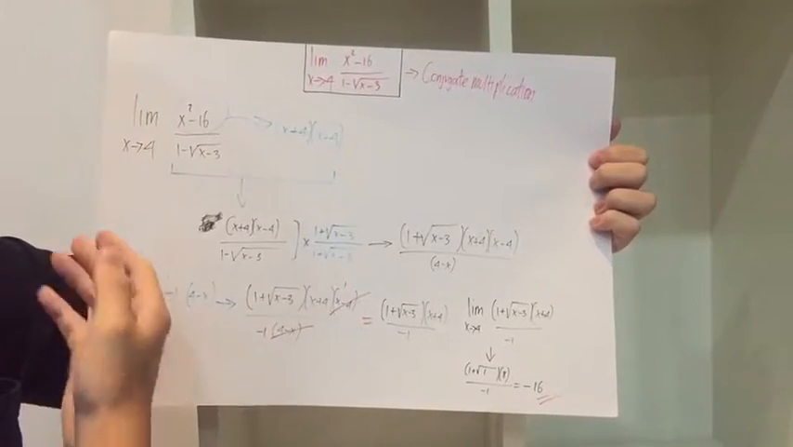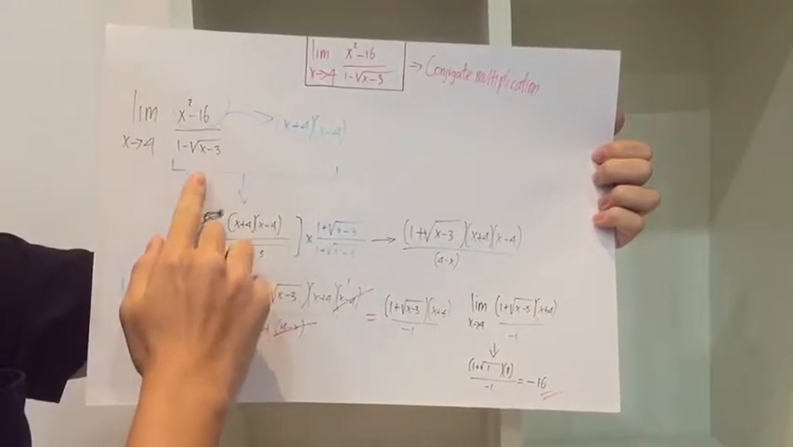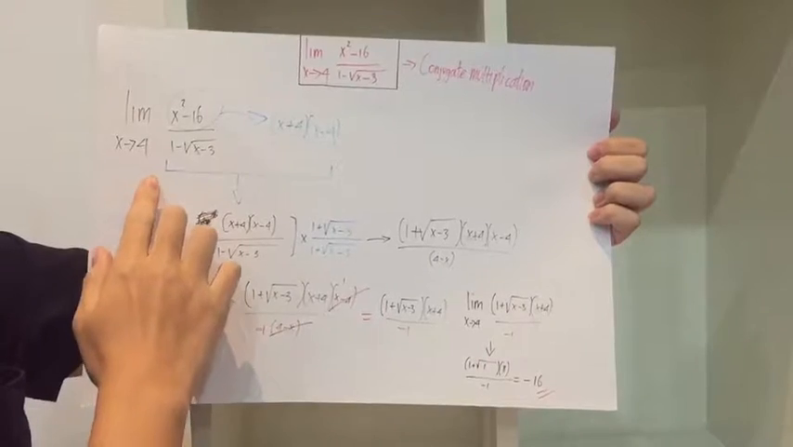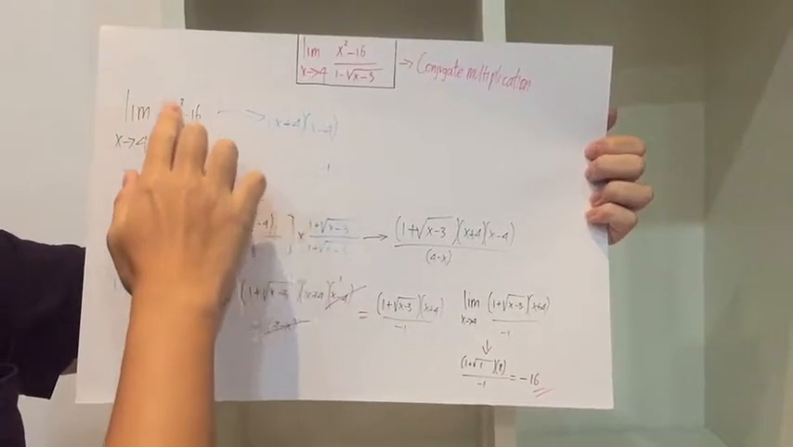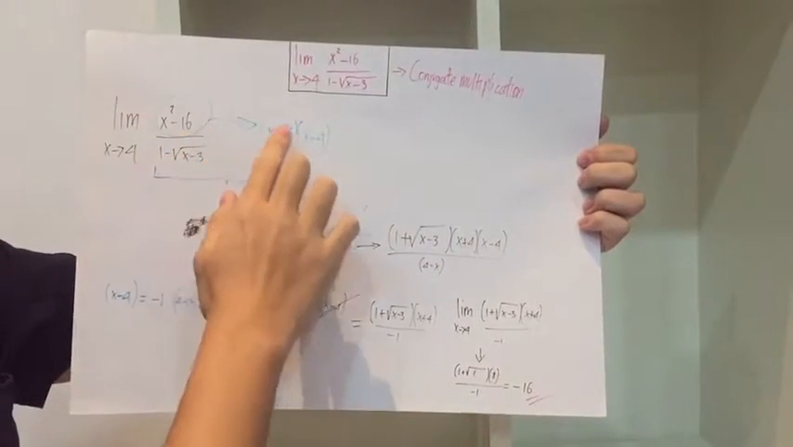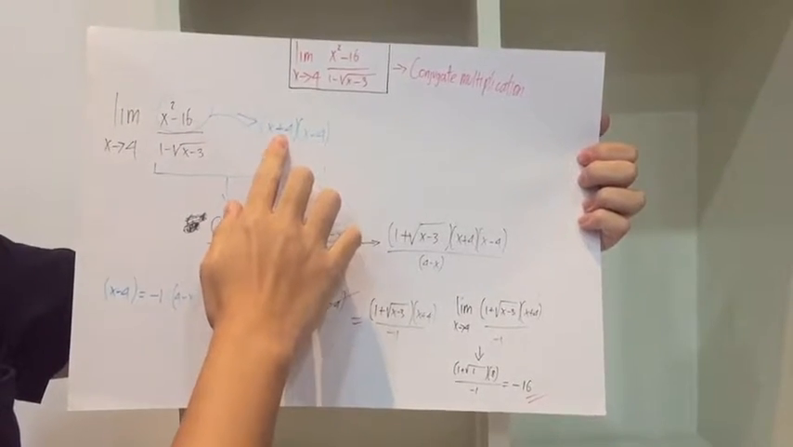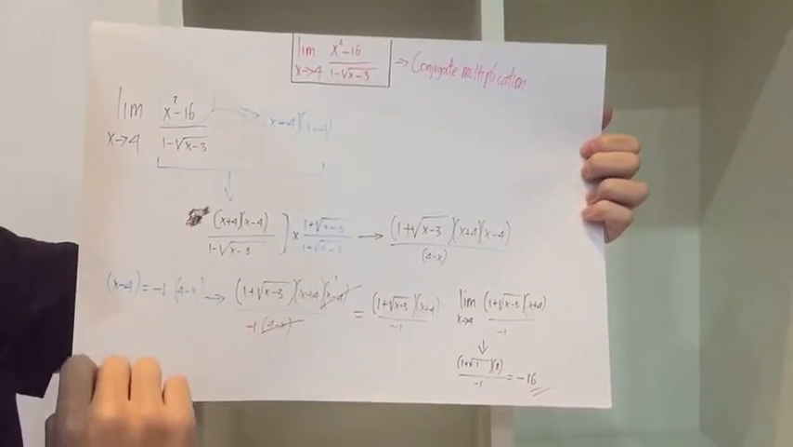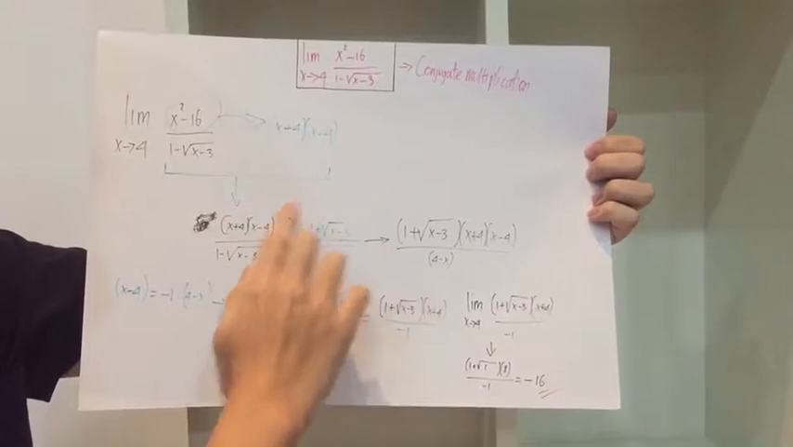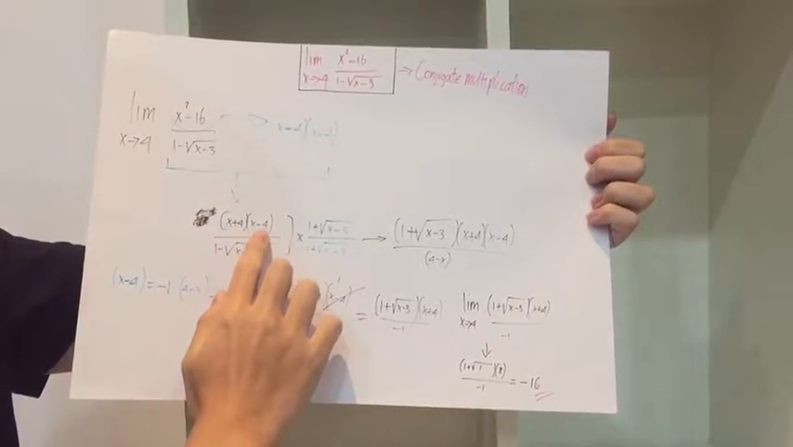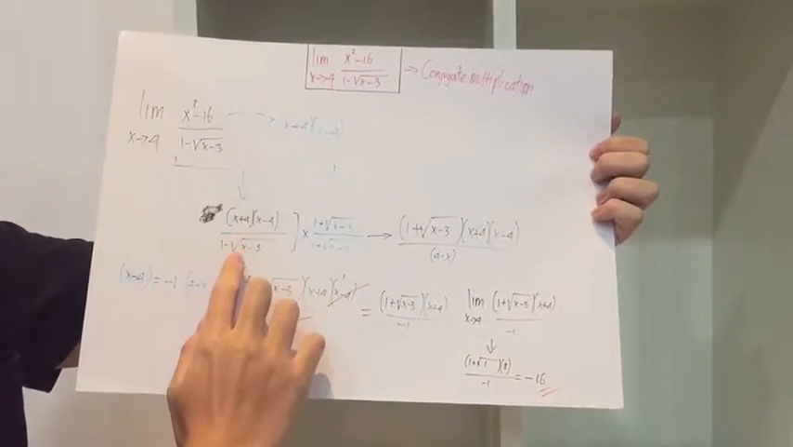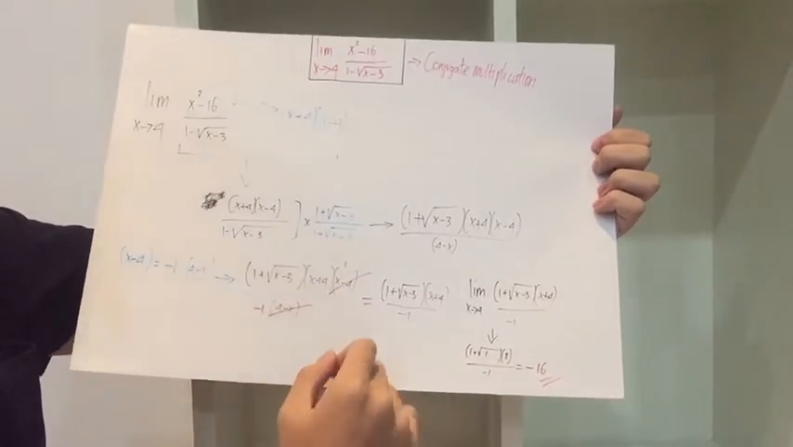I have rewritten the question over here. As you can see, the first step that I did was to factorize the top, which is the numerator, into x plus 4 and x minus 4. And then I rewrite the whole thing into x plus 4 and x minus 4 over 1 minus the square root of x minus 3.